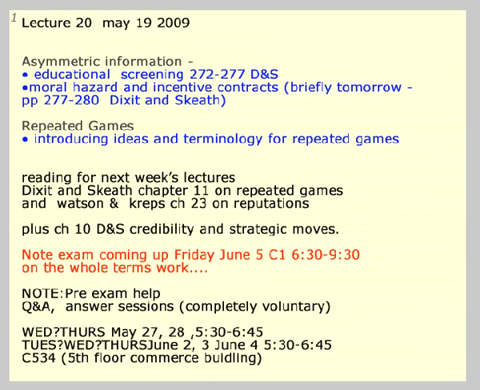Okay, today I hope to get through three ideas. One is to finish off some of the material on asymmetric information. The next bit is to introduce the idea of repeated games. With asymmetric information, we're going to talk about educational screening, which is a little different from the signaling idea that we did yesterday with used car warranties. And then we're going to look at what's called moral hazard and incentive contracting.